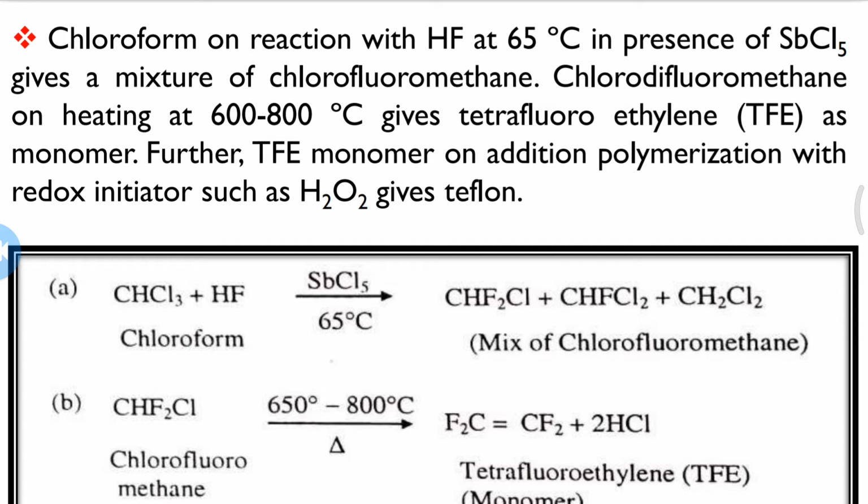Okay, so there are three steps in the preparation of Teflon. First, chloroform reacts with HF to form chlorofluoromethane, and this chlorofluoromethane is heated at high temperature to form TFE, tetrafluoroethylene, and this tetrafluoroethylene is polymerized using an initiator such as the peracid H2O2 to give Teflon.